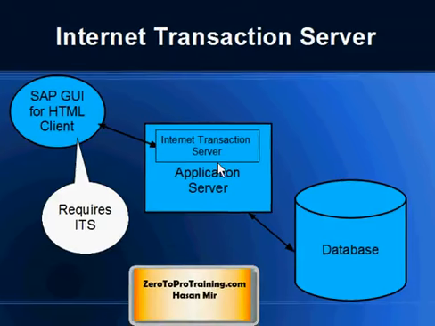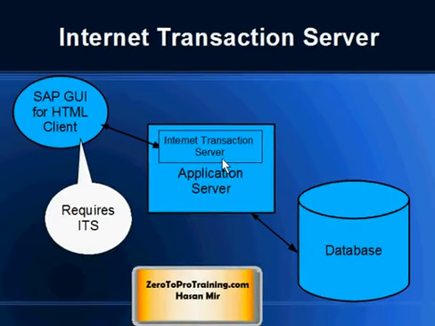Keep in mind that SAP GUI for Windows and SAP GUI for Java require you to install these clients on your computer. They are software that you install on your computer to talk to the application server. But in the case of SAP GUI for HTML, you're simply using your browser. So you need to install additional software on the application server node, and that is called Internet Transaction Server. Internet Transaction Server, once installed, will let you use a browser to talk to the application server. Internet Transaction Server is also known as ITS.